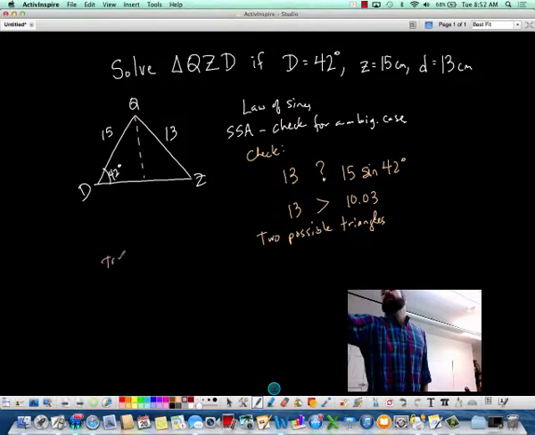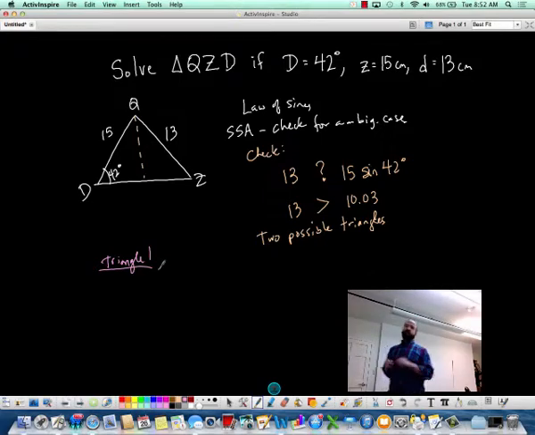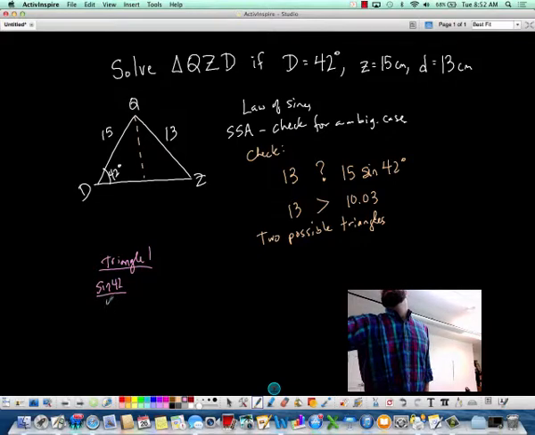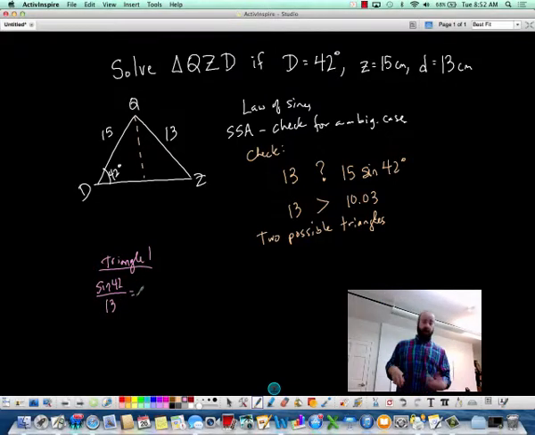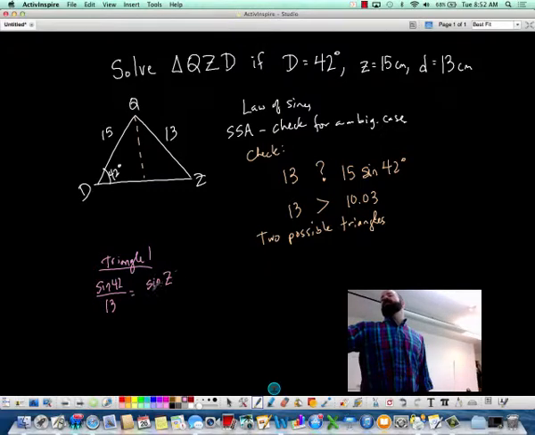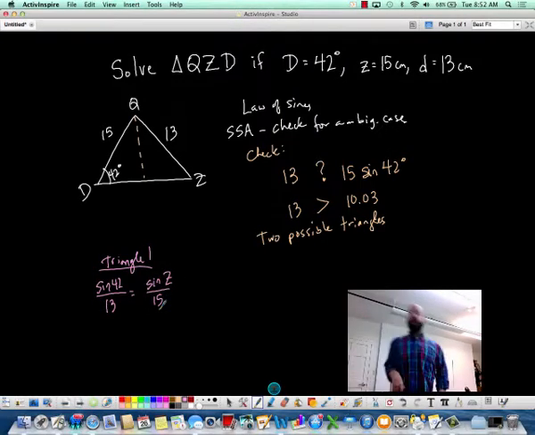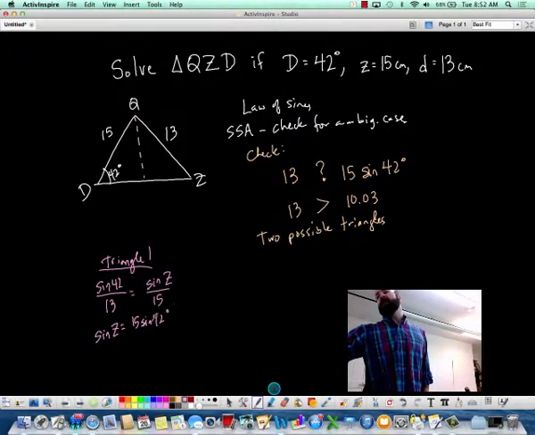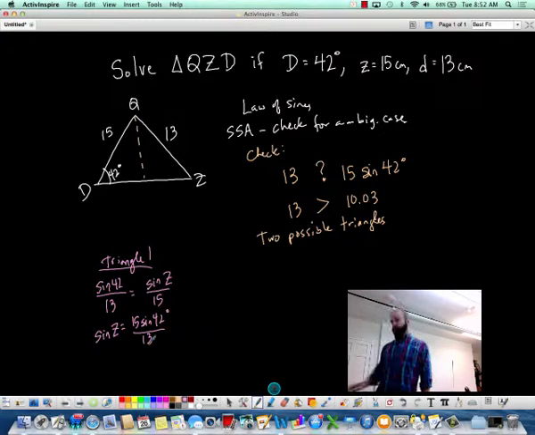So triangle 1, you're going to solve normally. The first thing I need to do is set up my ratio of things that I know, which would be the sine of 42 degrees over the opposite side, which is 13, and then take the pair that I have a piece of information in, which is little z. So that would be the sine of big Z over 15. I solve that by cross multiplying and then isolating the sine of Z, and when I do that, it would look like this: 15 times the sine of 42 degrees all over 13.